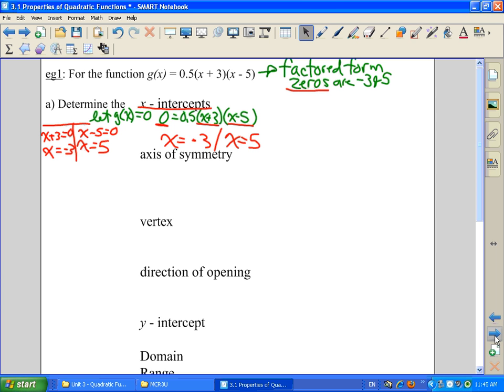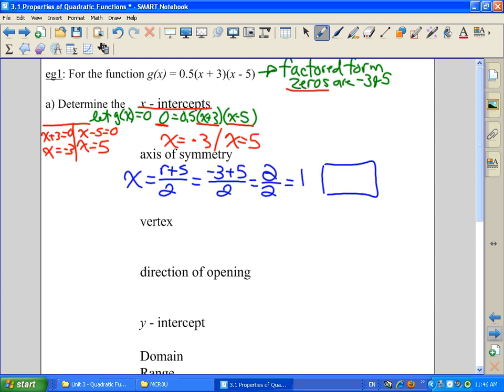All right, next, ladies and gentlemen, we're going to find the axis of symmetry. So we use the equation x equals r plus s divided by 2. So let's sub that in. So we've got -3 plus 5 divided by 2, which equals 2 over 2, which equals 1. So what does that mean? My axis of symmetry is x equals 1. That's where I have my vertical line, with the left side of my problem and the right side being symmetrical about the line x equals 1.